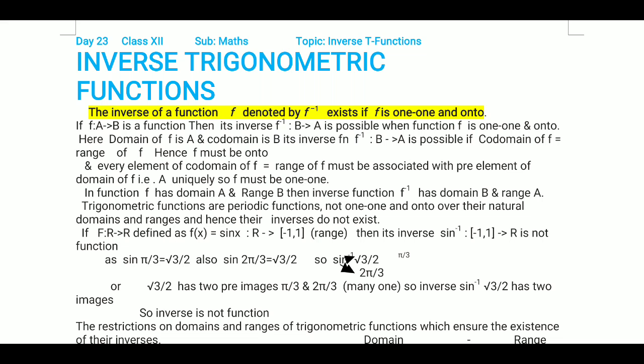We know that trigonometric functions are periodic functions. These are not one-one and not onto over their natural domains and ranges, and hence their inverses do not exist.